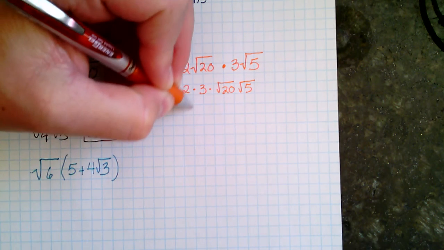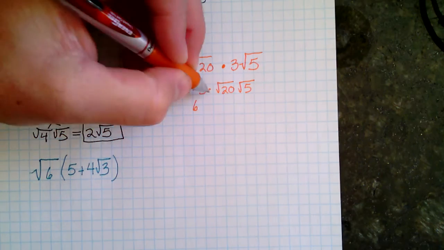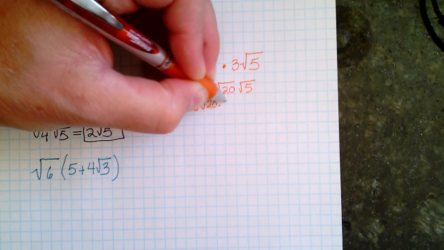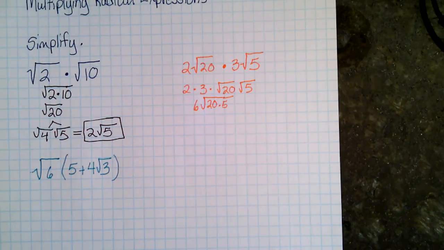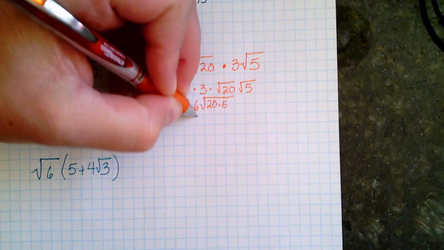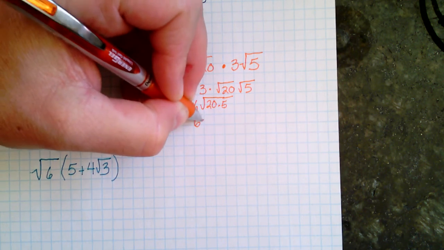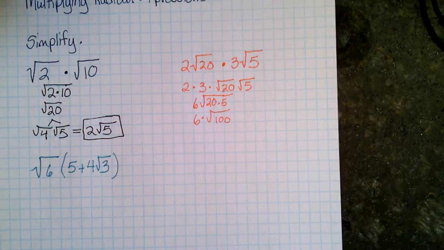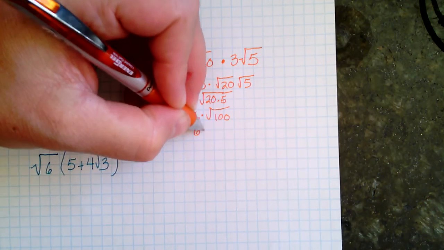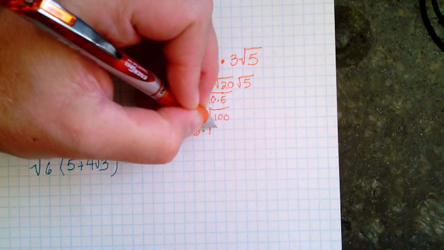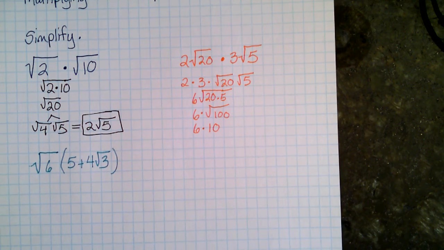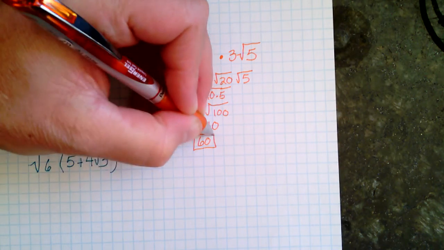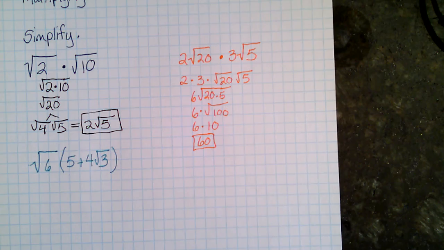So 2 times 3 simplifies to 6. Root 20 times root 5 can be written like that. So this turns into 6 times root 100. And you know the square root of 100 is 10, so it turns into 6 times 10. That gives us our final simplification, which is 60.